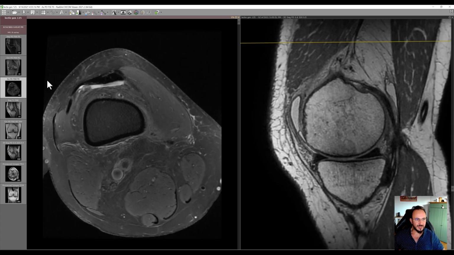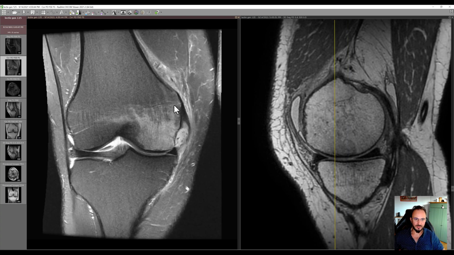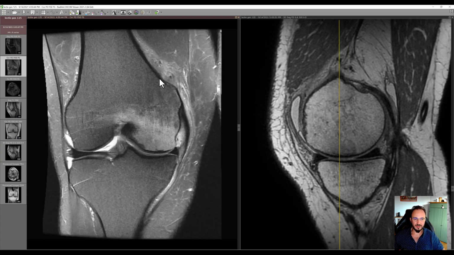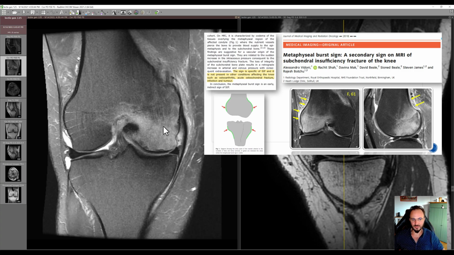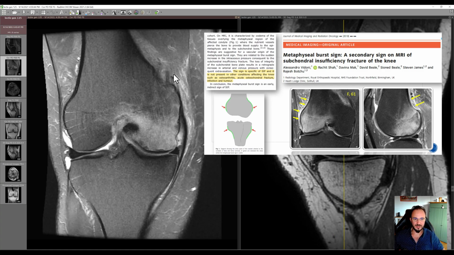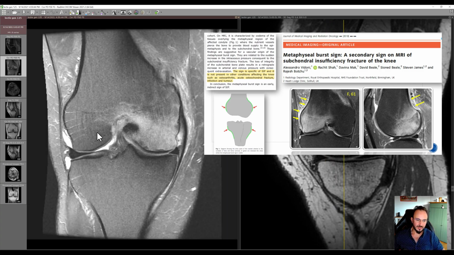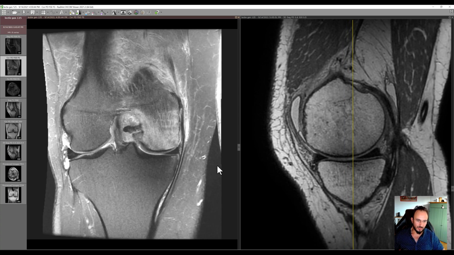this process. This signal change here in the metaphyseal zone on the medial side of the femur is quite pathognomonic, and you can search this article and you will find this is the so-called metaphyseal burst sign. There is a good article from the Oxford colleagues. So quite easy.